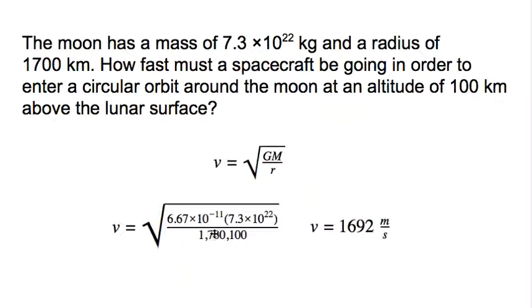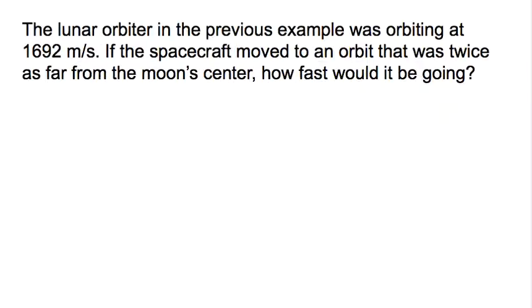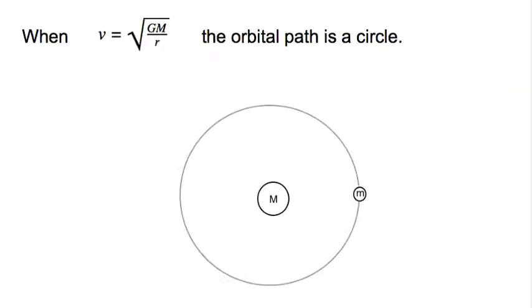An object at this altitude traveling this fast perpendicular to the surface of the moon is going to orbit the moon in a circular path. So now I'm going to ask you to try doing this. I'll just skip over that for right now and go on to the next thing here.